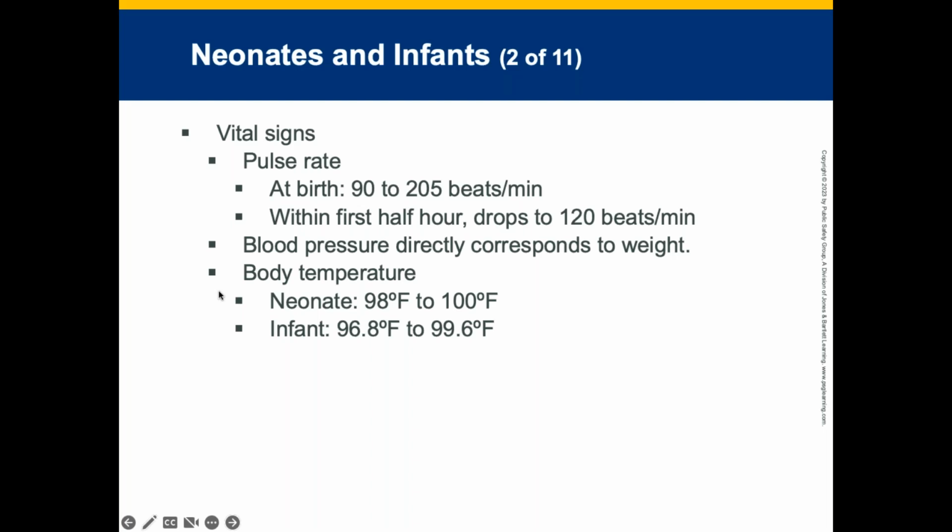And if they're not, then they need to be put on the truck type thing. All right. So again, we got to make sure you have the right equipment to do your job to be able to get these blood pressures. A neonate's normal body temperature runs between 98 degrees Fahrenheit to 100, while the infant's normal body temperature ranges 96.8 to 99.6.